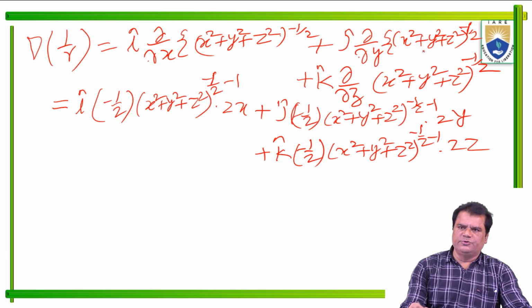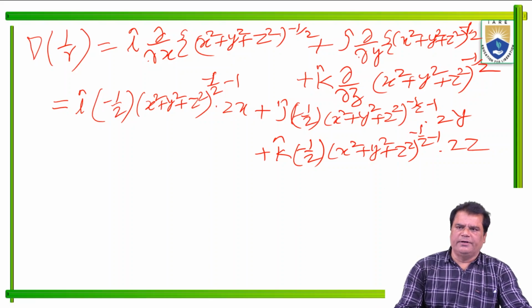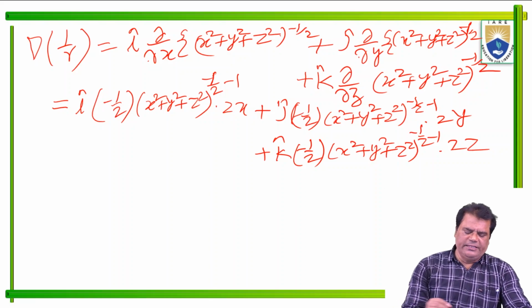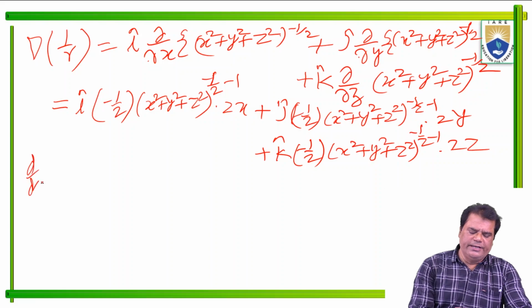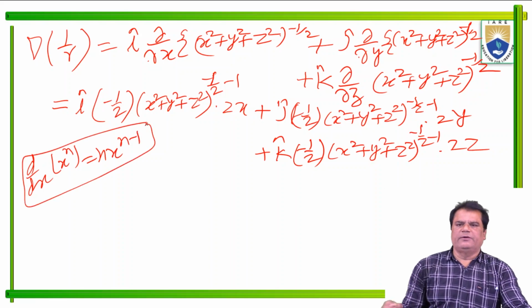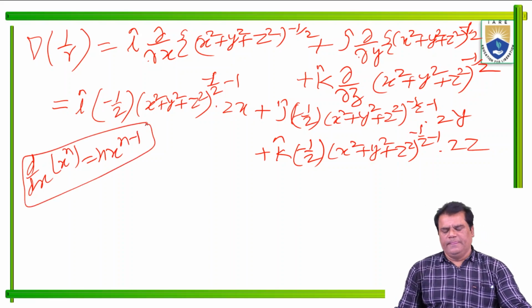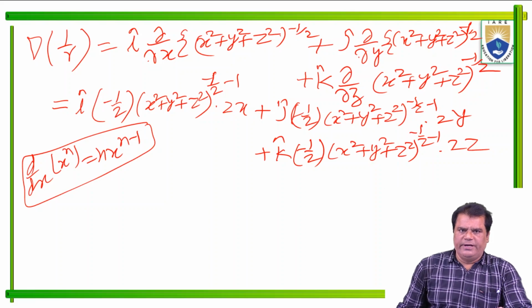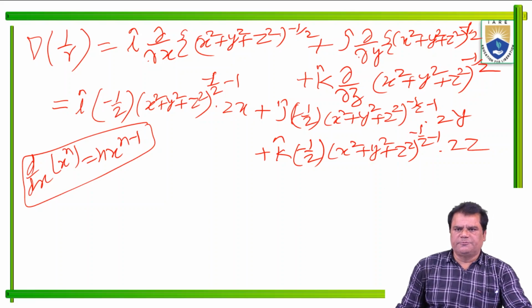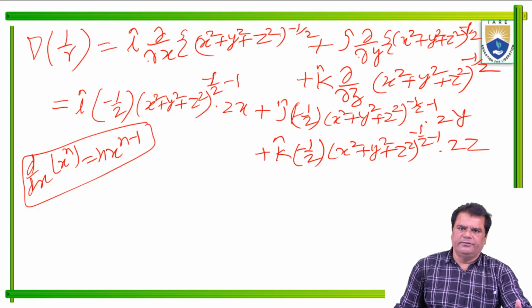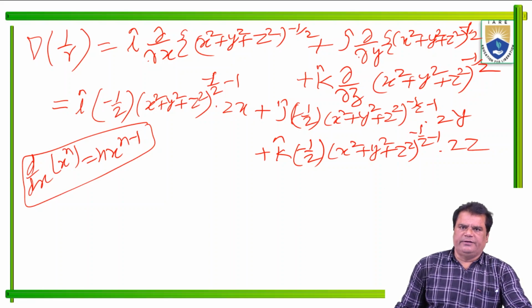So here the power comes before the function and one is subtracted from the power. Here we apply the formula d over dx of x to the power n equals n x to the power n minus 1. This formula we apply in each term, with respect to x, next with respect to y, and with respect to z partially. So the other variables are taken as constant.